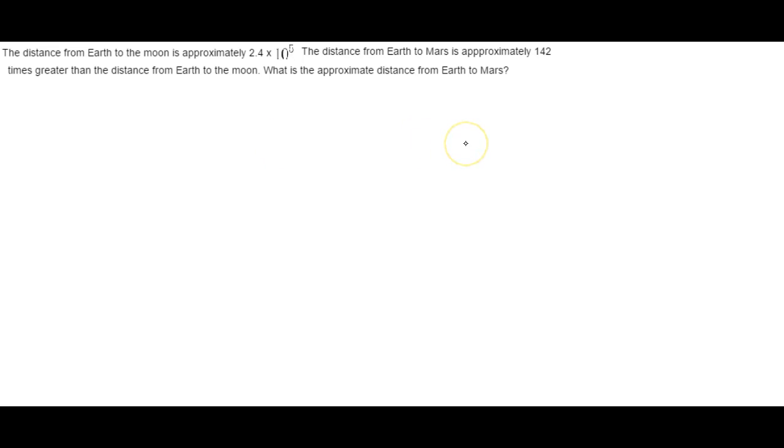Another scientific notation question. Distance from the Earth to the Moon is approximately 2.4 times 10 to the 5th. The distance from Earth to Mars is approximately 142 times greater than the distance from Earth to the Moon. What is the approximate distance from Earth to Mars? So if it's 142 times greater, times is a word for multiply. So it's asking us to multiply these two numbers together.